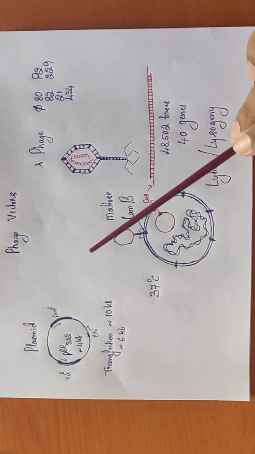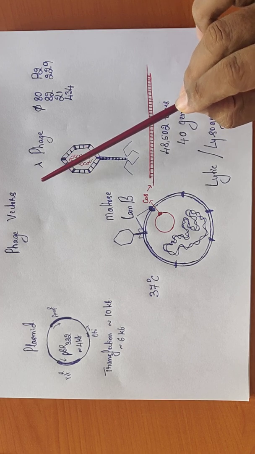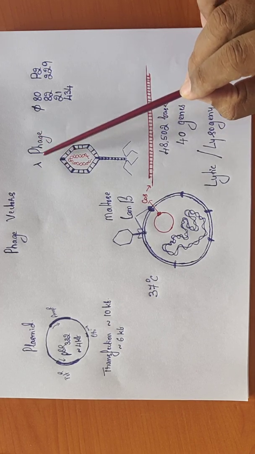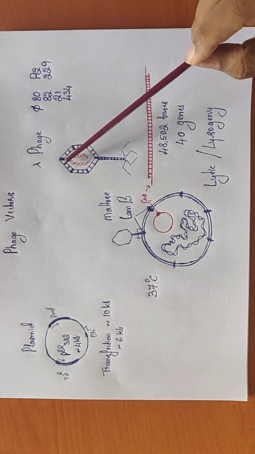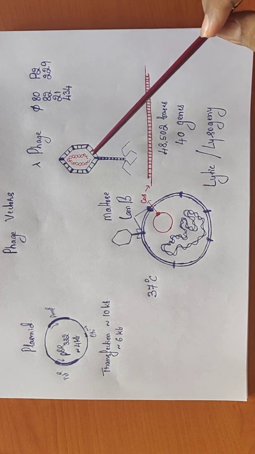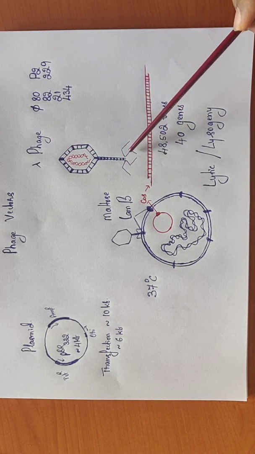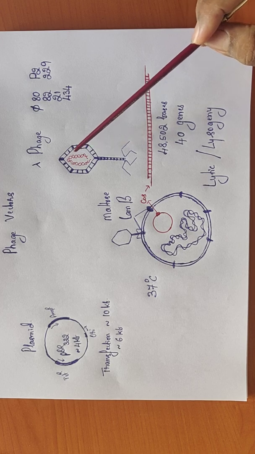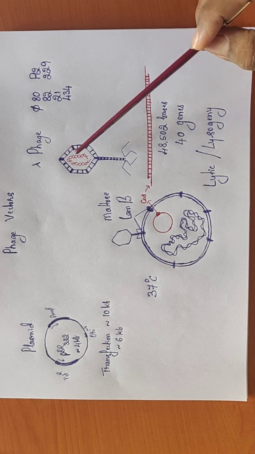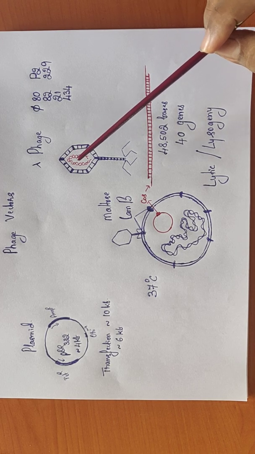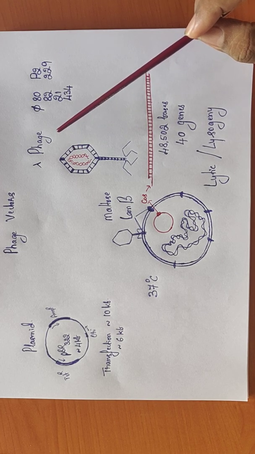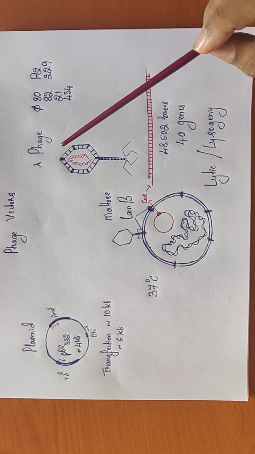What exactly are phages? We have discussed in detail the lambda phage. The lambda phage has a hexagonal head and then a tail, and there is a region which specifically binds to the host system. These phages are nothing but virus particles that infect bacteria. The viruses that infect bacteria are called bacteriophages, or phages.